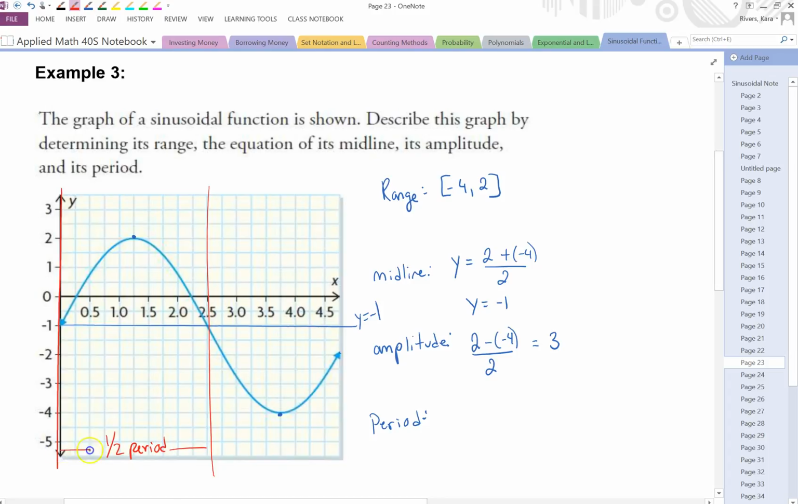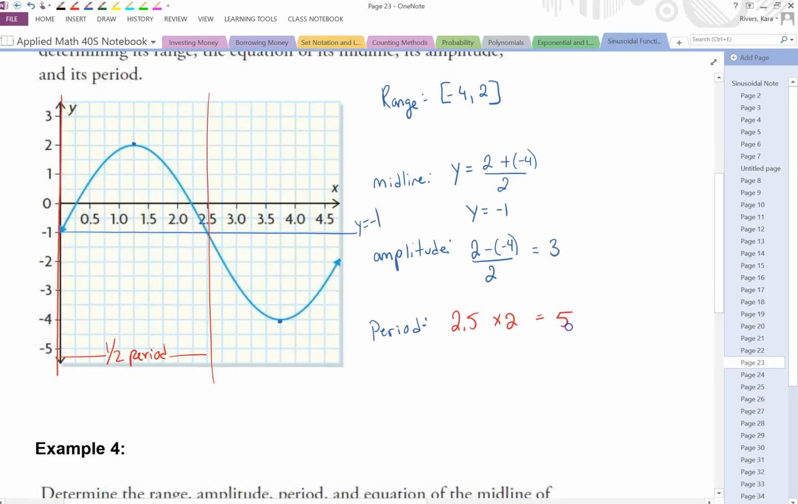So sometimes if the whole period isn't shown, we know that another half period would be another 2.5. So if we do 2.5 times 2, that would give us a period of 5. 5 whats? Well, we're assuming this is measured in radians, but we're not really sure. Okay? So that's how we would figure out the period if the whole cycle isn't shown. Get what you can. Even if all you could get is a quartered period, then times that by 4.